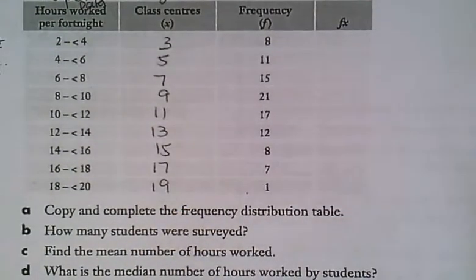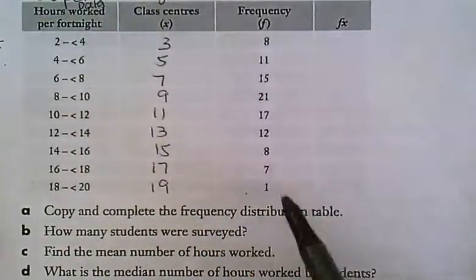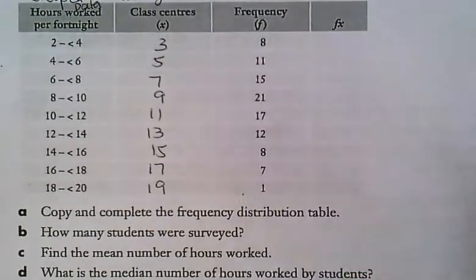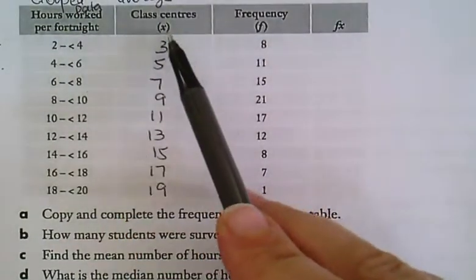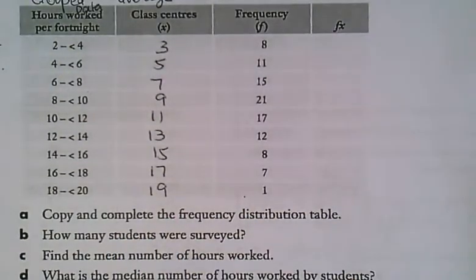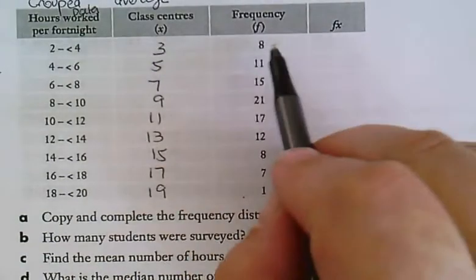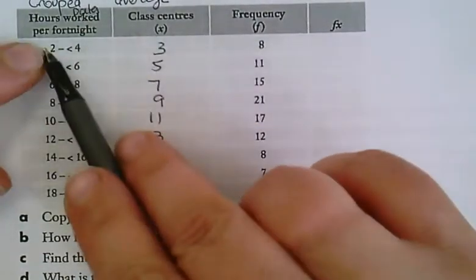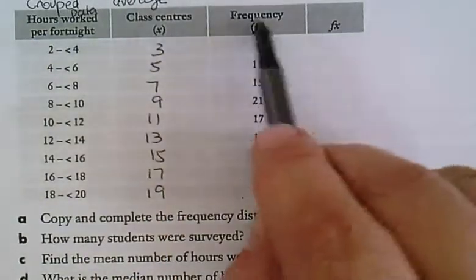I just know that there were 3 kids that worked those sorts of hours. Do you get it? So that's the number of kids in each group. So fx means what? F times x. So when it's grouped data like this, you have to find the center of that data to use in your calculations. All right? So 8 people worked between those 2 and 4 hours, but the class center of that data is 3. Fx means f times x.